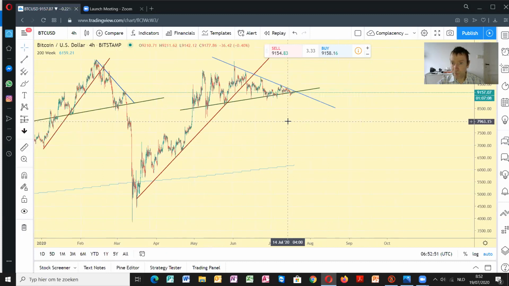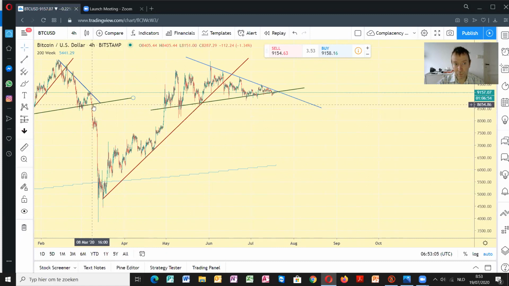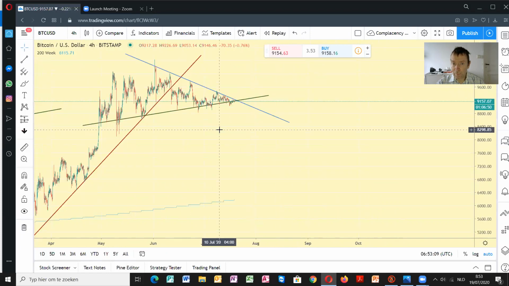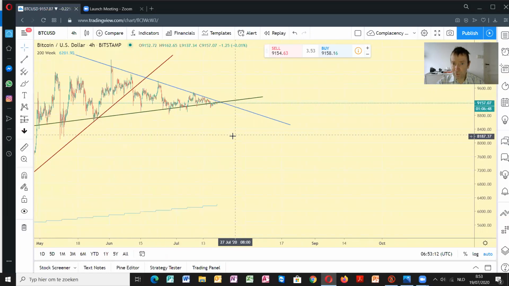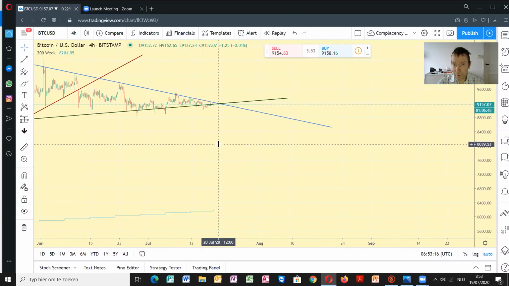But right now, we did not have a breakout yet, only a small breakout, but I expect a big move like this one. But we are not yet at the end of the triangle. And the end of the triangle will be on the 20th of July. That is on Monday.